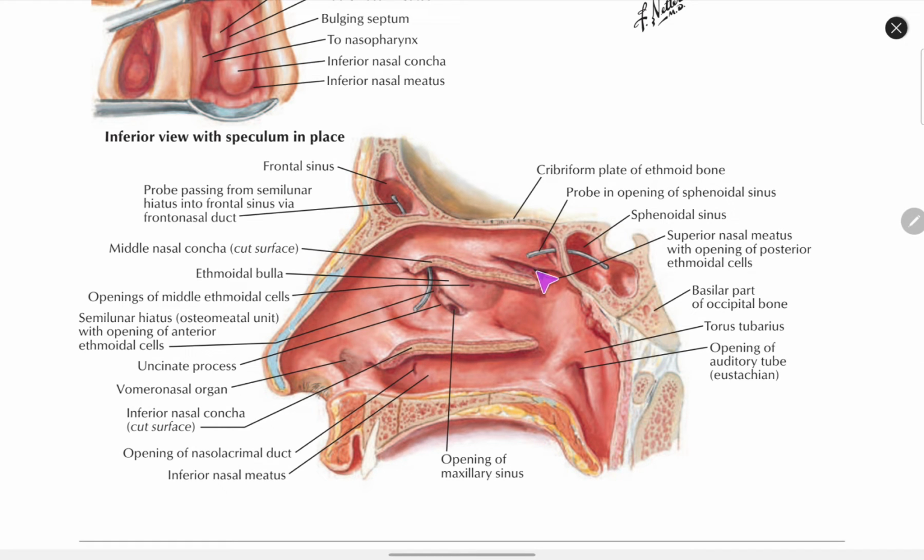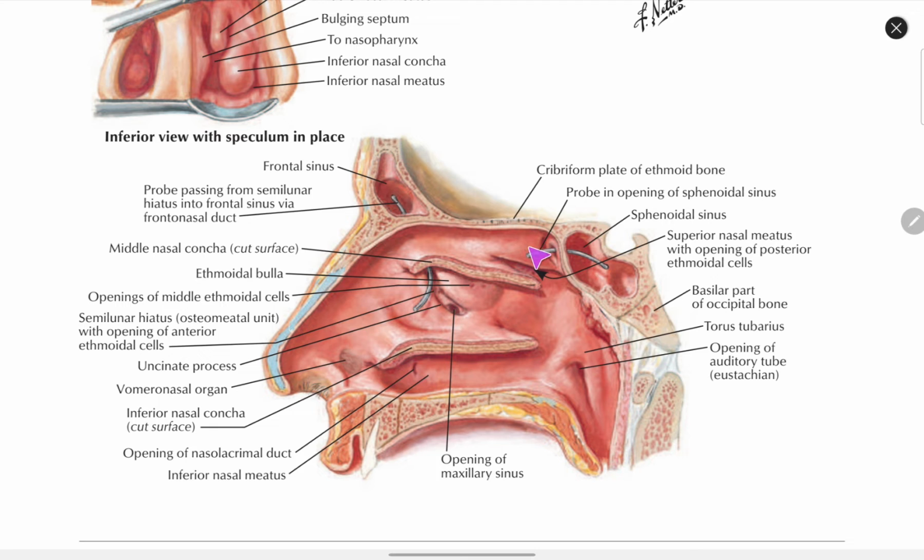So the superior nasal meatus lies below the superior concha. This is the shortest and the shallowest of the three meatus. It receives the opening of the posterior ethmoidal air sinus. And we have the sphenoethmoidal recess.